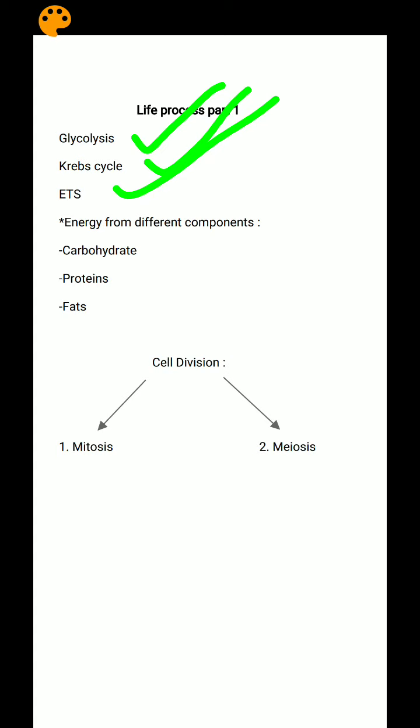Next, glycolysis is the process which occurs in the cytoplasm of the cell. Next, Krebs cycle. Krebs cycle starts from pyruvic acid and then it converts into acetyl CoA. Then acetyl CoA is present in the mitochondria, meaning Krebs cycle occurs in the mitochondria of the cell. Krebs cycle also forms energy. Next step is ETS, meaning electron transport chain. It also occurs in the mitochondria. It also gives ATPs, energy from different components.